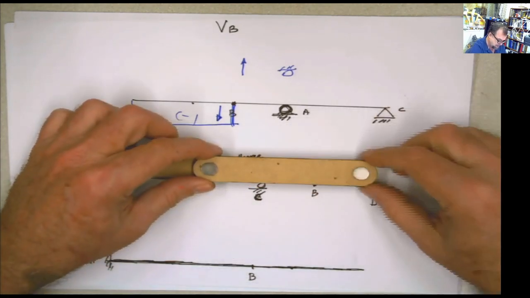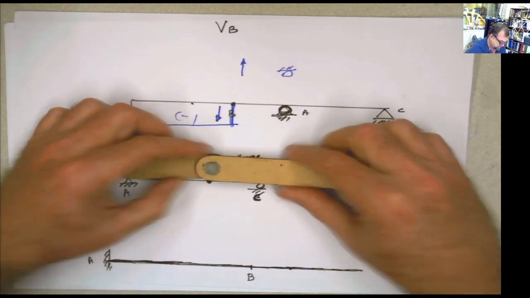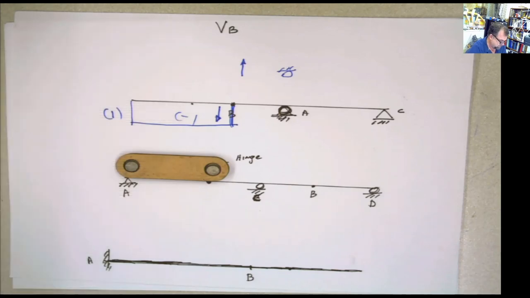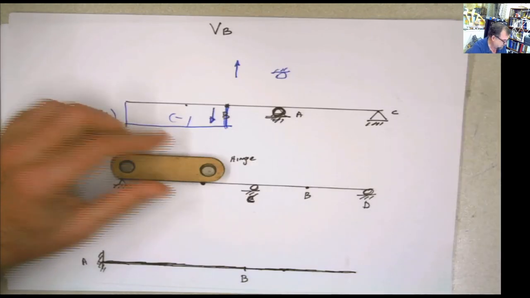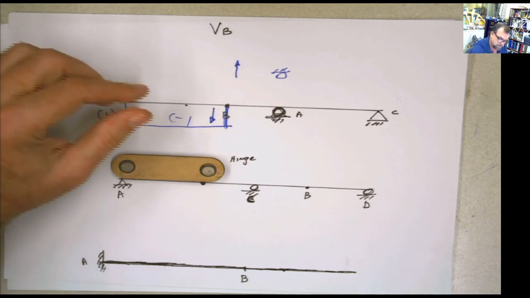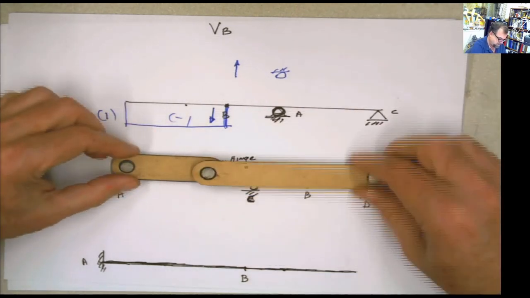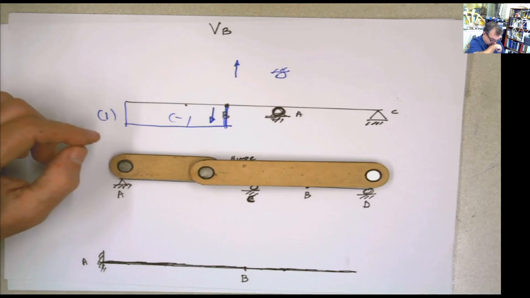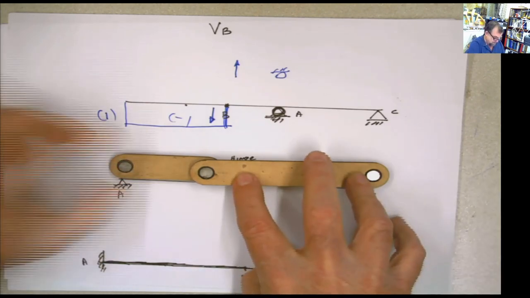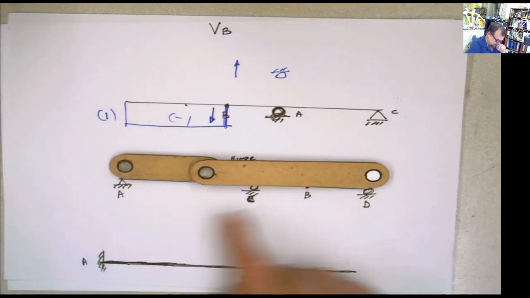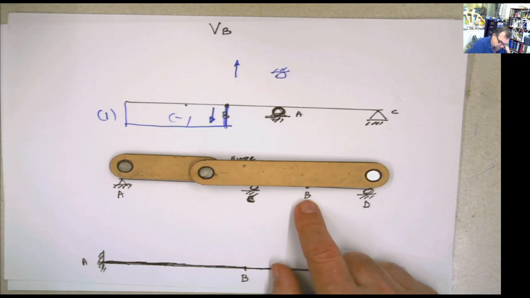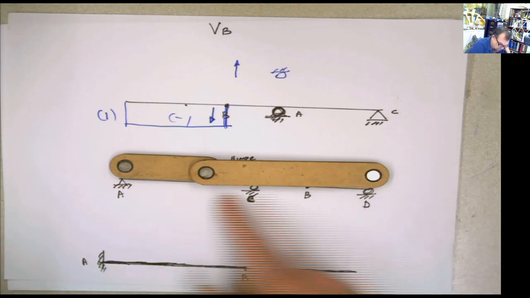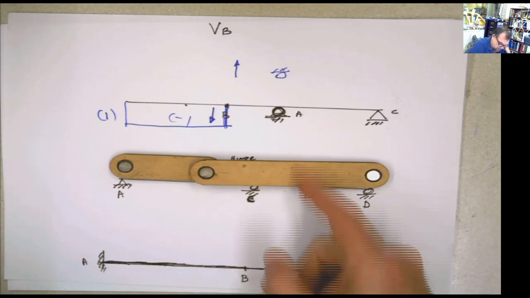So originally I have something like this, something like that. This is bigger, but I don't know if I have a bigger thing. Yeah, bigger. Okay, like that. This is what I have. This is a hinge, this is A, this is C, this is D. Now, when you look at this, we have to calculate the shear at B, meaning I have to remove this and make a cut here.